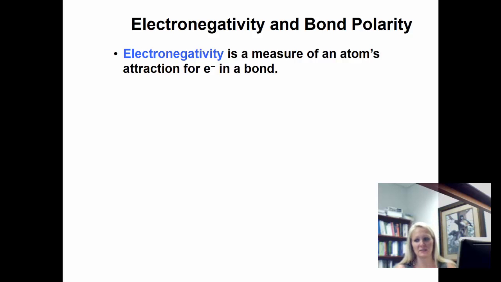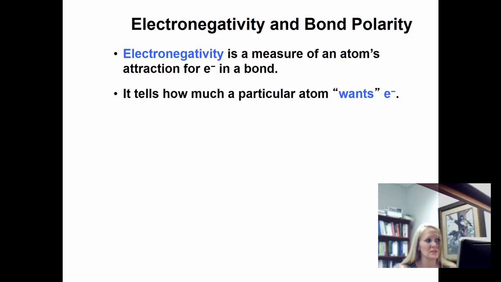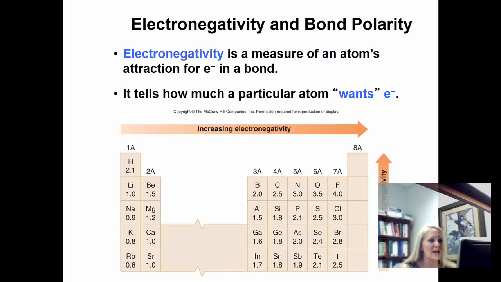So electronegativity, what it is, is a measure of an atom's attraction for electrons in a bond. Different atoms have different electronegativities, and basically it tells you how much a particular atom wants to hold on to electrons.